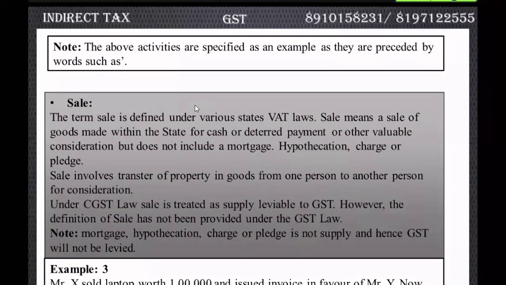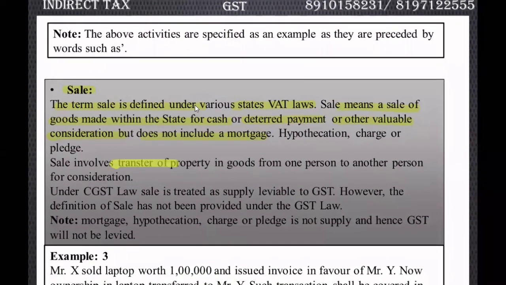Okay. Now sale. The term sale is defined under various state VAT laws. Sale means a sale of goods made within the state for cash or deferred payment or other valuable consideration, but does not include a mortgage. Okay. Simple meaning of sale. We know what actually is sale. Correct.